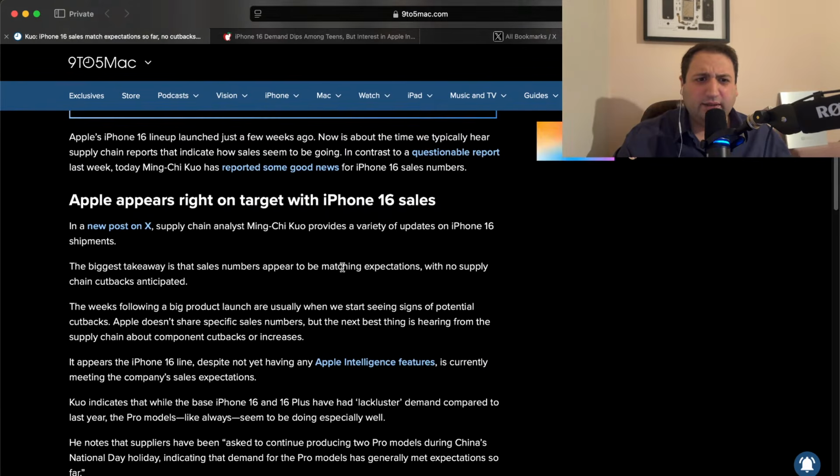Basically he is saying that the base iPhone 16 and 16 Plus have been lackluster. At this point though, I'm struggling to understand what exactly is that lackluster in comparison, because it feels like it's being said every single year.